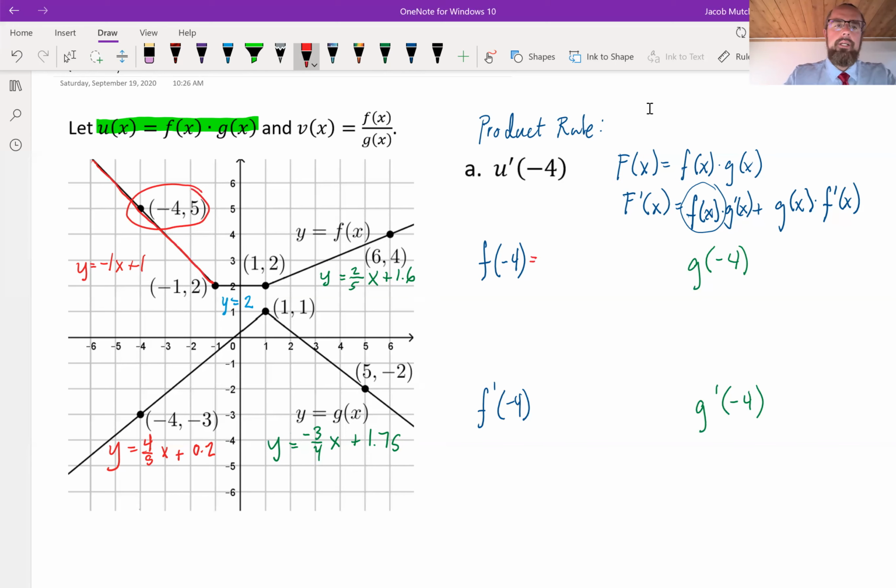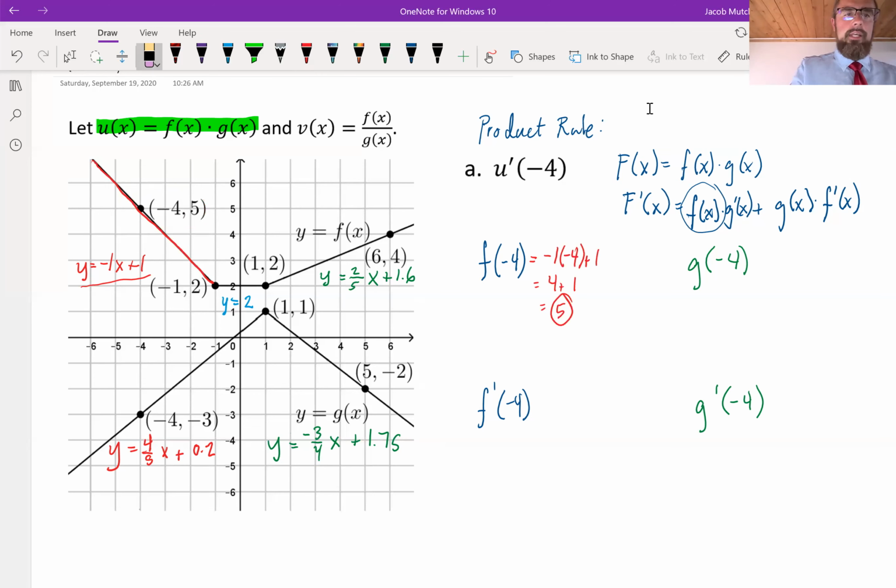Just to show how I could find it, I would plug it into the function negative 1x plus 1, that equation we'd written over there on the left. So that'd be negative 1 times the x value, negative 4, plus 1, which would be 4 plus 1, or 5. But we could have seen that y value was 5. Well, in any case, we've got that.